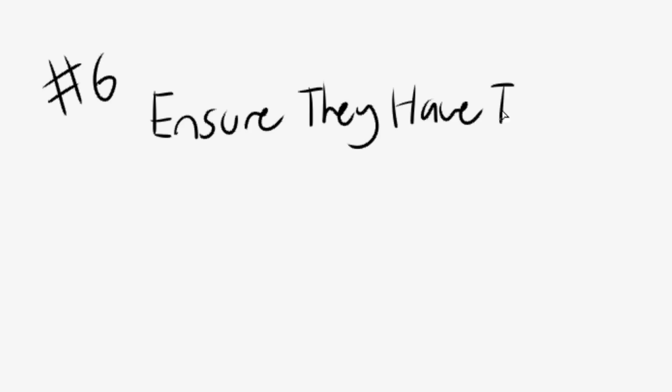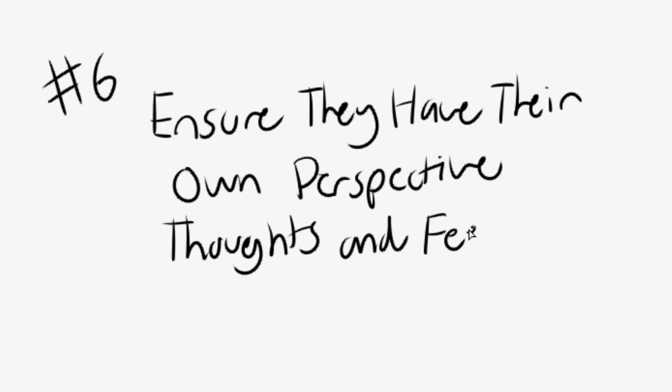Number 6. Ensure that they have their own perspective, thoughts, and feelings. Even though you're taking a lot of inspiration from the protagonist for your Deuteragonist character's design, this doesn't mean that they need to be exactly like the protagonist. And in fact, it's so important for you to give your Deuteragonist character their own perspective, thoughts, and feelings.